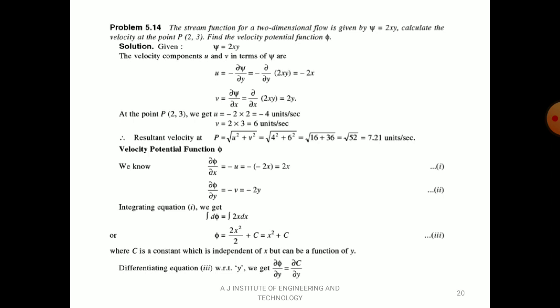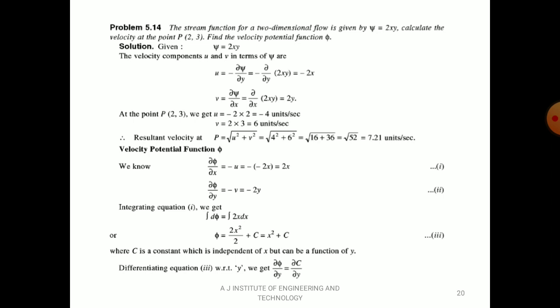Just differentiate the above expression, ξ equal to 2xy, with respect to y and x. So u equals minus ∂ξ/∂y, that is equal to minus 2x. v equals ∂ξ/∂x, that is equal to 2y. At the point P (2, 3) we get u equal to, in place of x you substitute the x value as 2, and the y value as 3. So we get u equal to minus 2 into 2, that is minus 4 units per second. v equals 2 into 3, that is equal to 6 units per second.